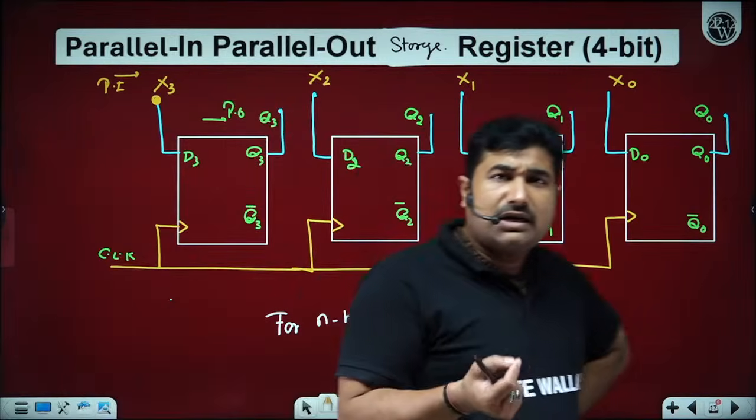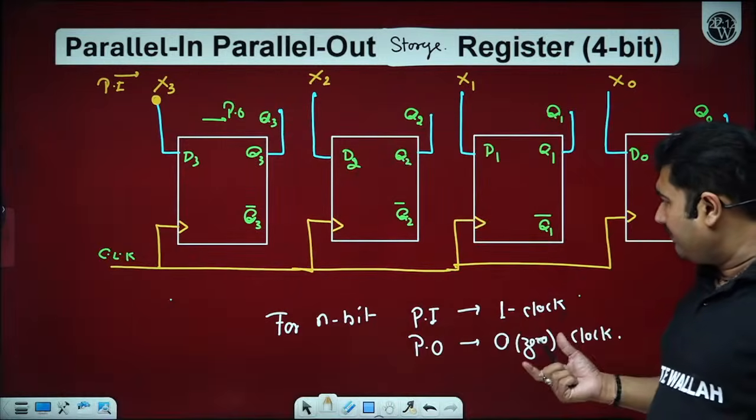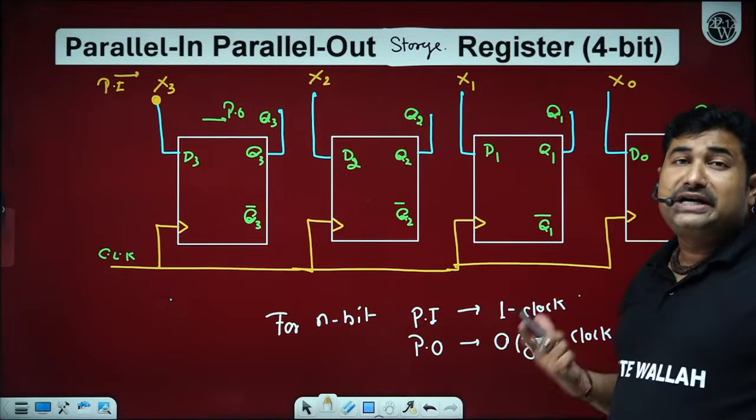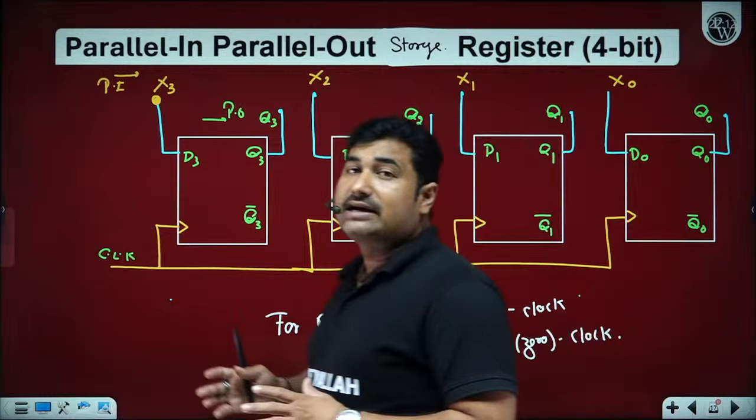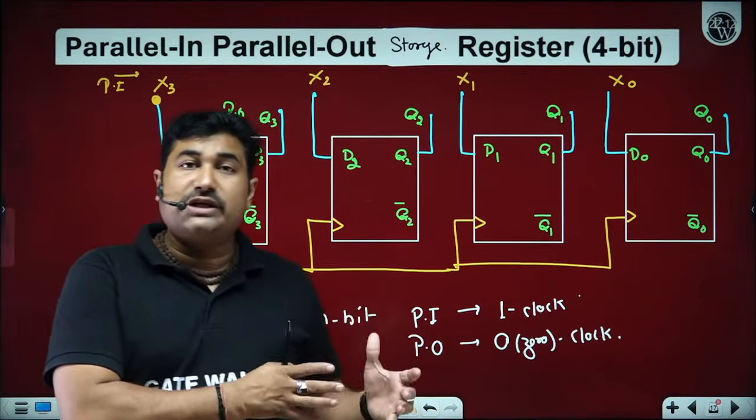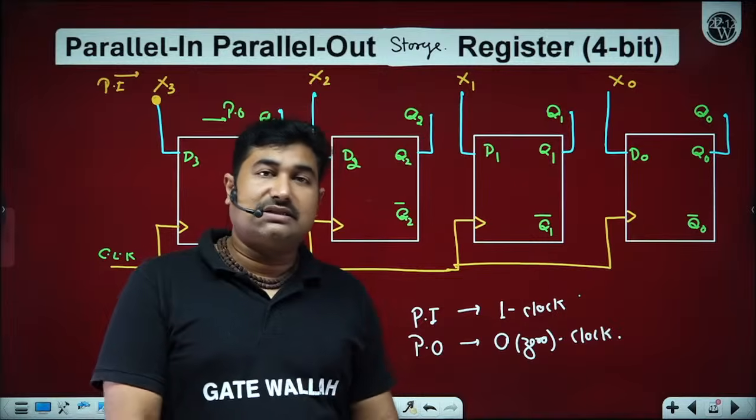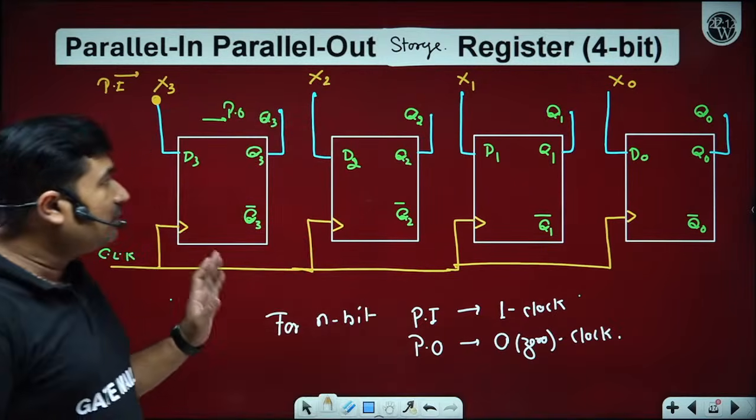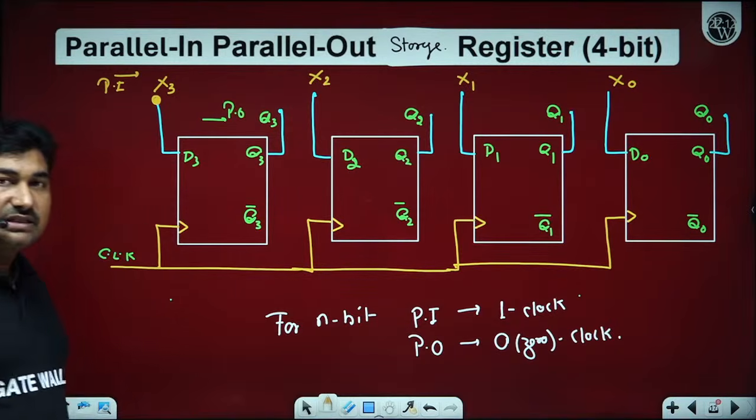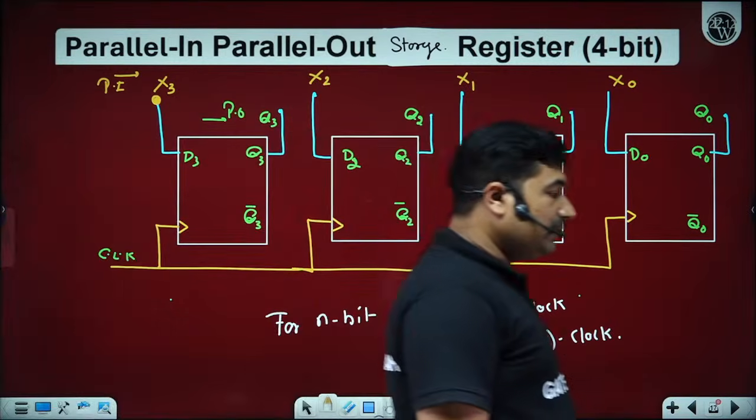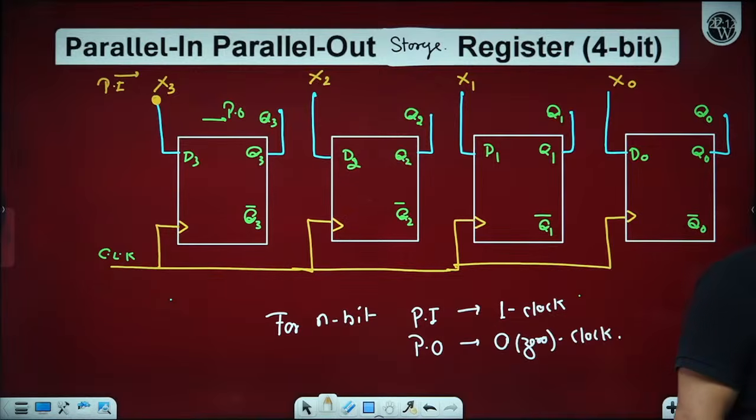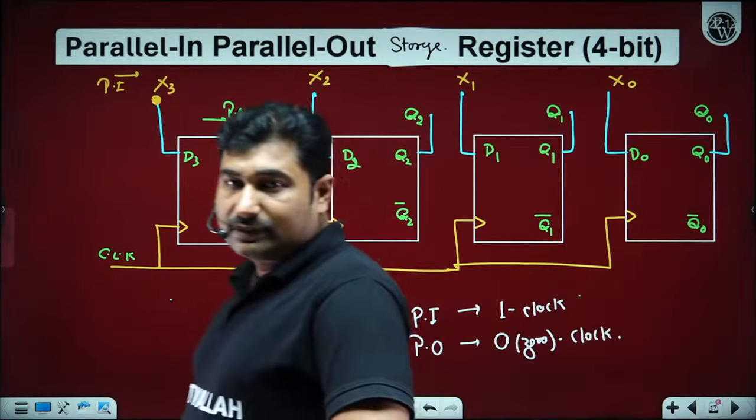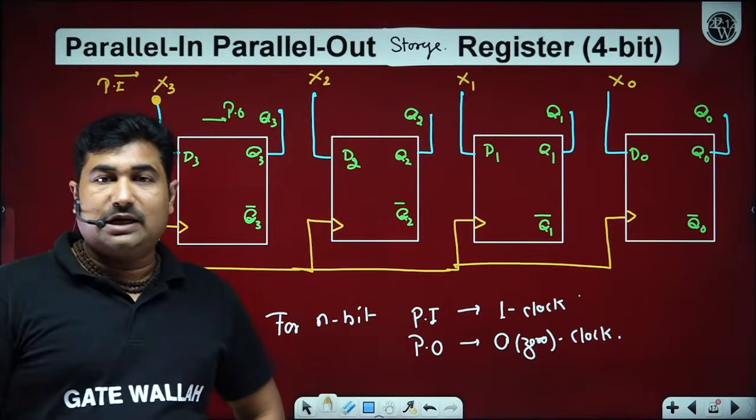It indicates only one clock is required to store n bit data, and 0 clock is required to retrieve the data. So this can act as the fastest storage as well as retrieval register. Whenever you have to store the data and retrieve the data, this will be the fastest storage register among all. How many of you able to understand, beta ji? Great. Is there any doubt up to this part?